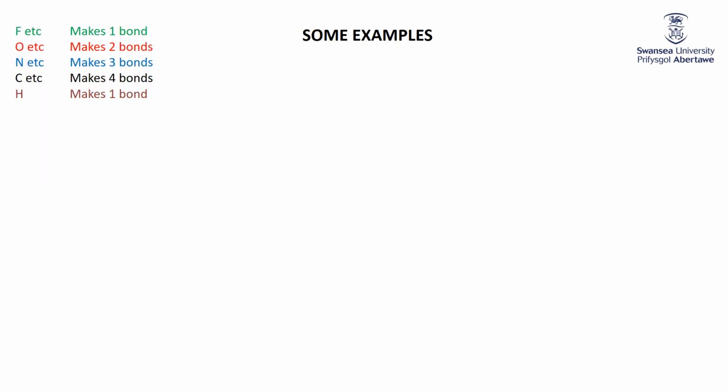Some more examples. Putting our little common sense rules up here. The etc. means all the other ones in the particular group. CH4, well, a carbon we draw with 4 bonds. A hydrogen we draw with 1 bond, and we have 4 of those. So how are we going to draw CH4? Obviously the carbon with its 4 bonds with a hydrogen on the end of each of those.